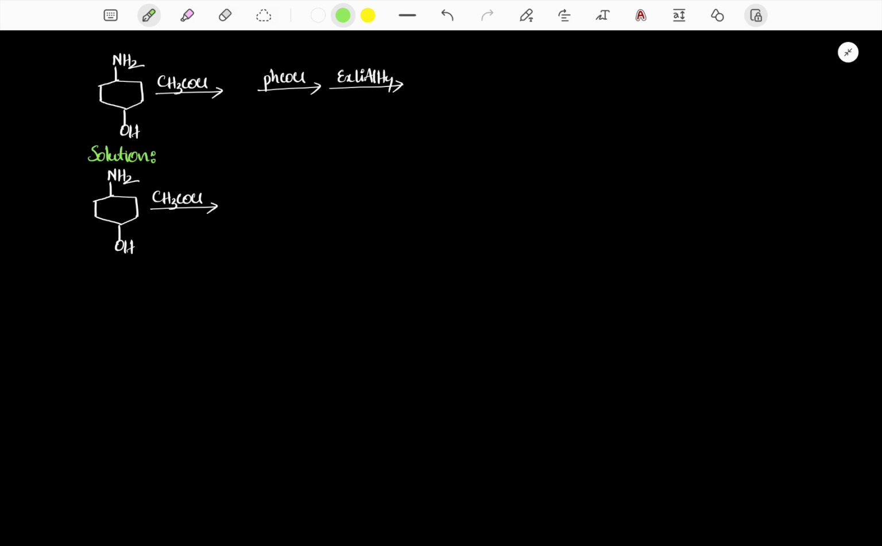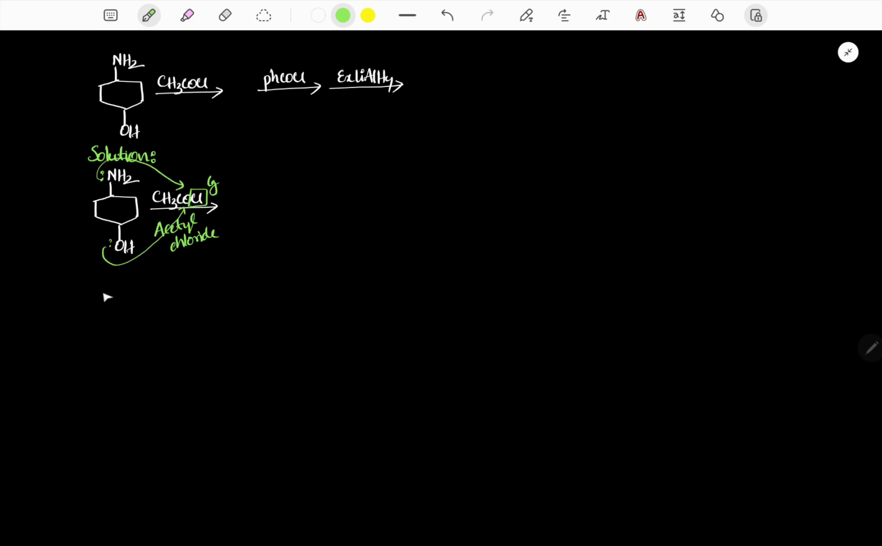The reactant has one alcohol part and one amine part, and we are adding CH3COCl. It is called acetyl chloride. And here Cl is the leaving group. Therefore we expect N lone pair attack and O lone pair attack.